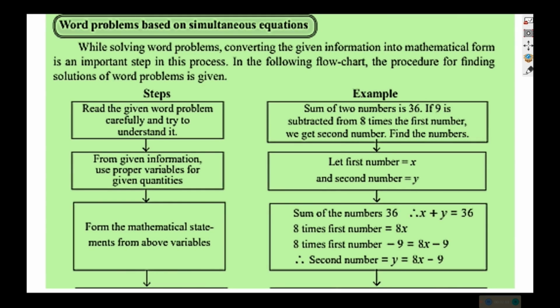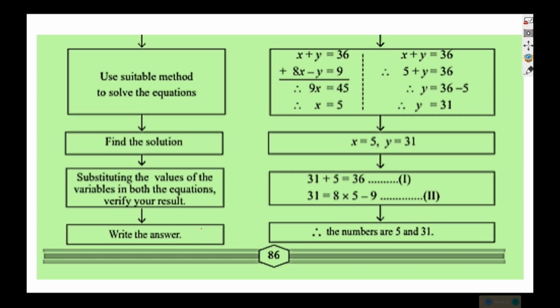From the given information, you will use proper variables for the given quantities like x, y, whatever you feel. Normally we use variables as x and y, and from that you will be making a mathematical statement of the above variables, thereby an equation will be coming out, and use a suitable method according to the equation form to solve the equation. The method can be, as already learned, simple elimination, or maybe substitution followed by elimination, whichever is suitable to the equation you will be applying. That is the fundamental steps involved in solving a word problem.